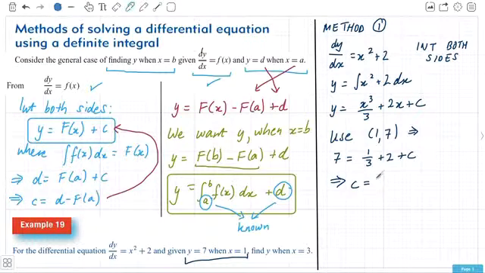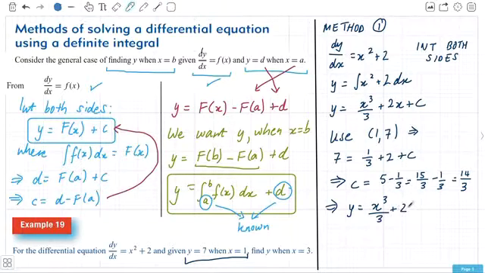Which means that c equals, and you can go through and take away 2, 5, take away a third, which would be 15 thirds, take away 1/3. So I've just taken the 2 over to make it 5, which is 14 thirds. So then what we're going to have is y equals x cubed on 3 plus 2x plus 14 thirds. So that's used that condition.